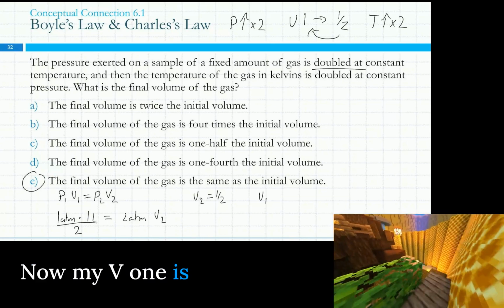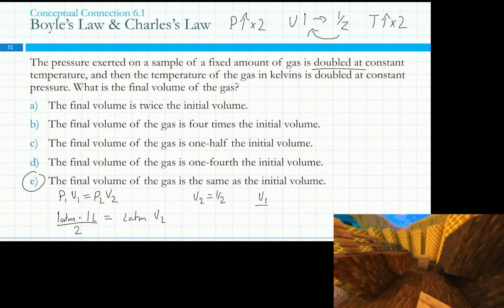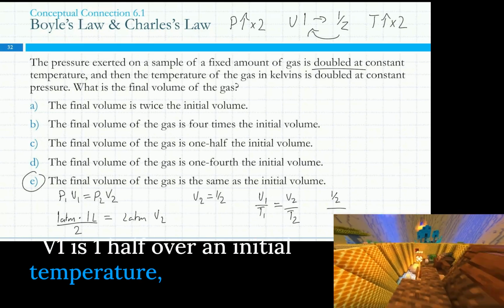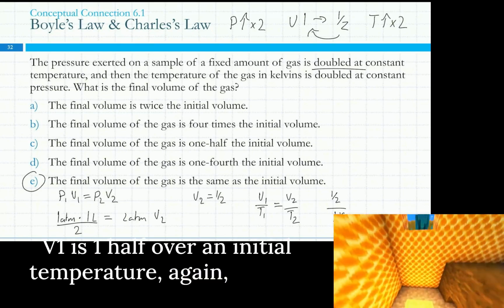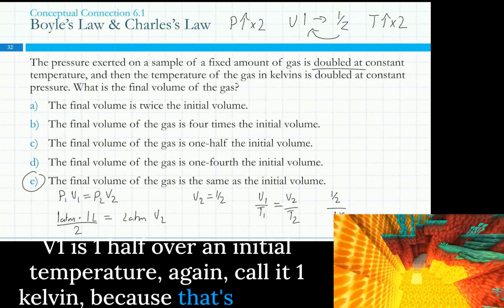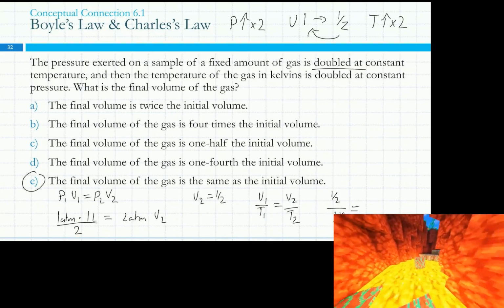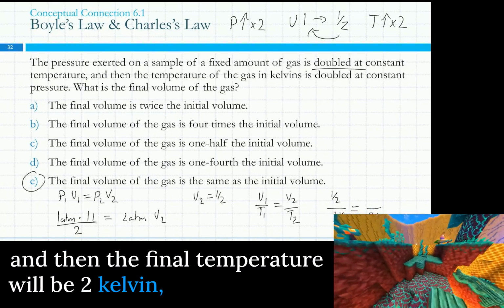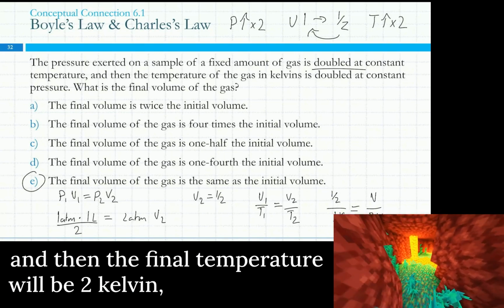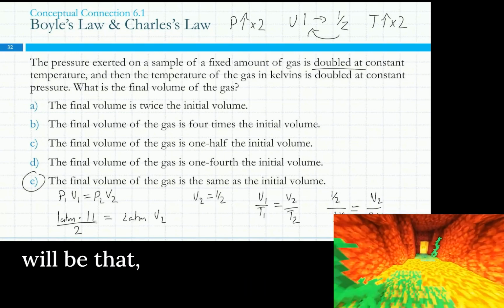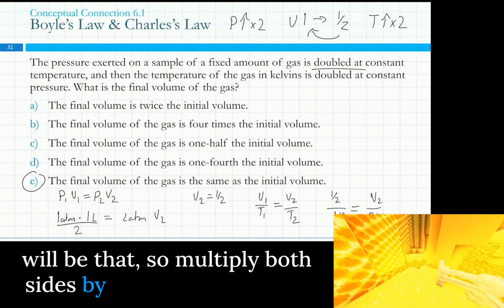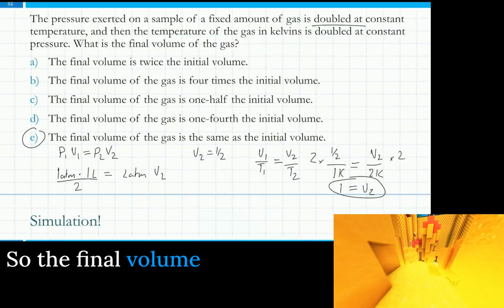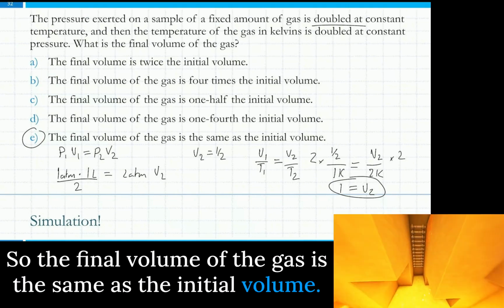Now my V1 is going to be 1/2 over an initial temperature, again, call it 1 Kelvin, because that's easiest. And then the final temperature will be 2 Kelvin. And now my V2 will be that. So multiply both sides by 2. 1/2 times 2 is 1. So the final volume of the gas is the same as the initial volume.